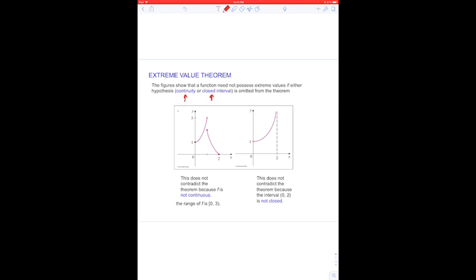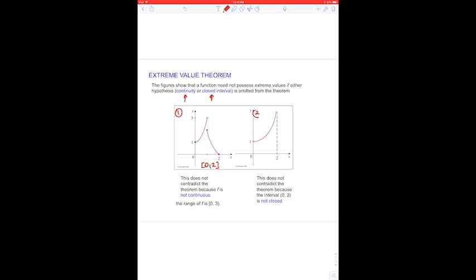Looking at the first graph, we can see the function is defined on the closed interval from 0 to 2. From 0 to 2, we even have the values. However, the function is not continuous and the maximum value doesn't exist. The maximum value is not 3 because we do not have the value at that point.